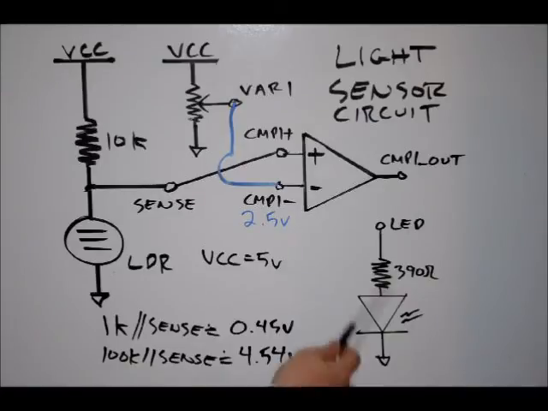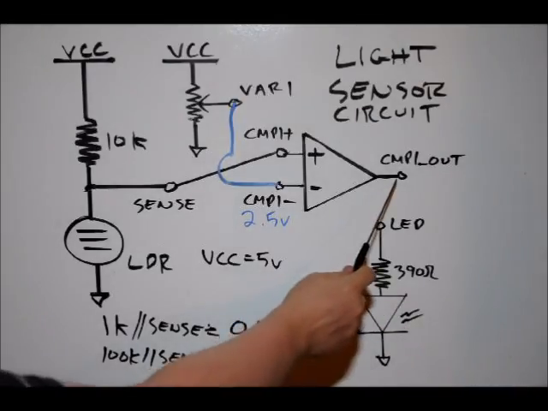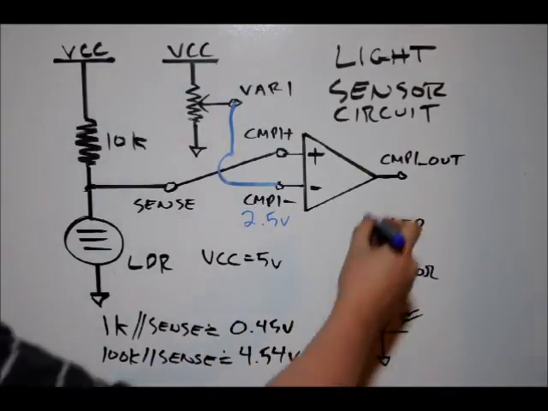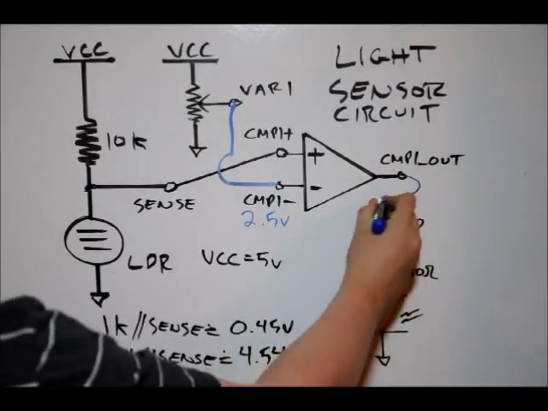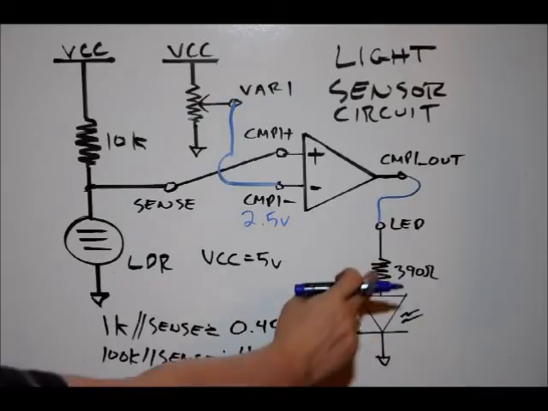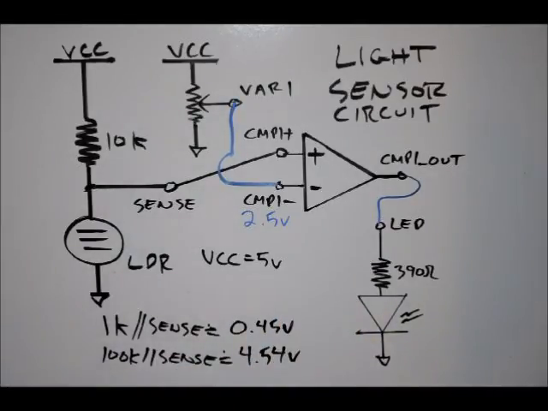be 0 volts. So what we're going to do is connect our output, labeled CMP1 out for comparator 1 out, to our LED indicator. This is our 390 ohm resistor that limits current to our light emitting diode, or red light emitting diode.